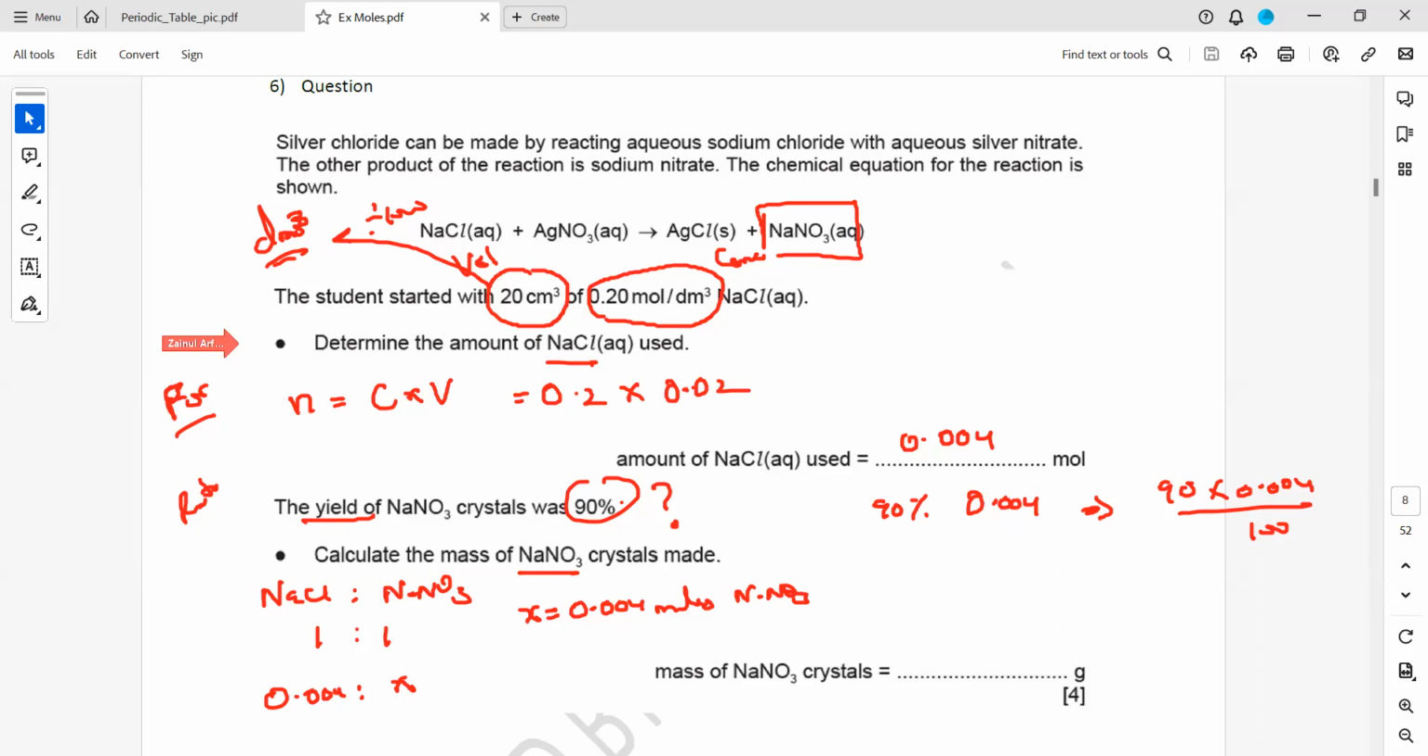So we got 90% of this, the moles, 0.0036 moles. Is it clear till this point? Anyone having a doubt or a question?